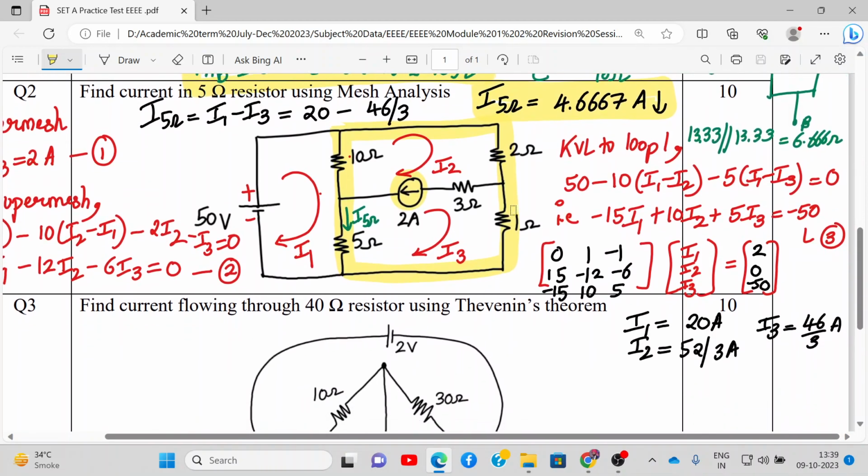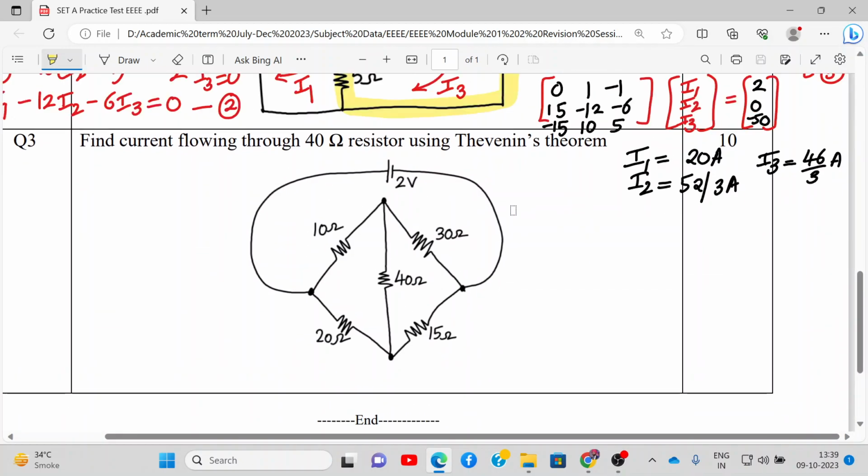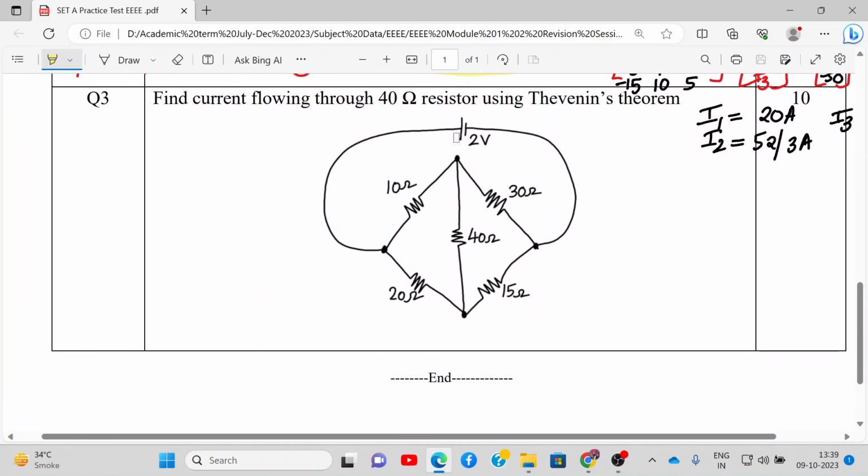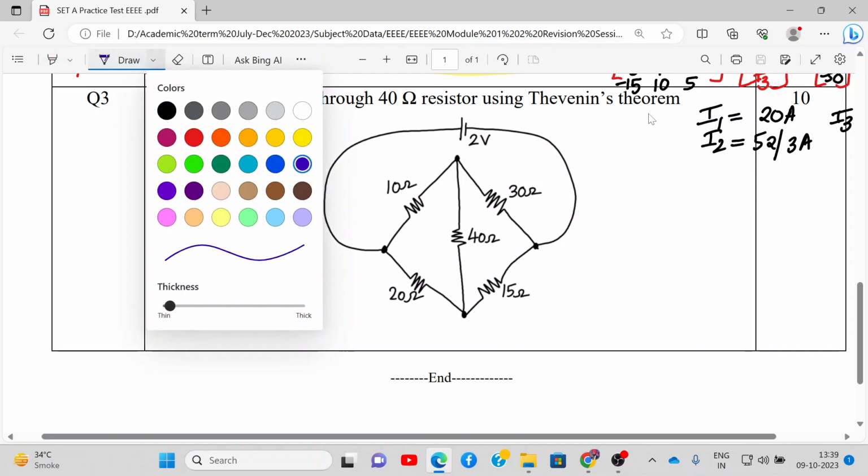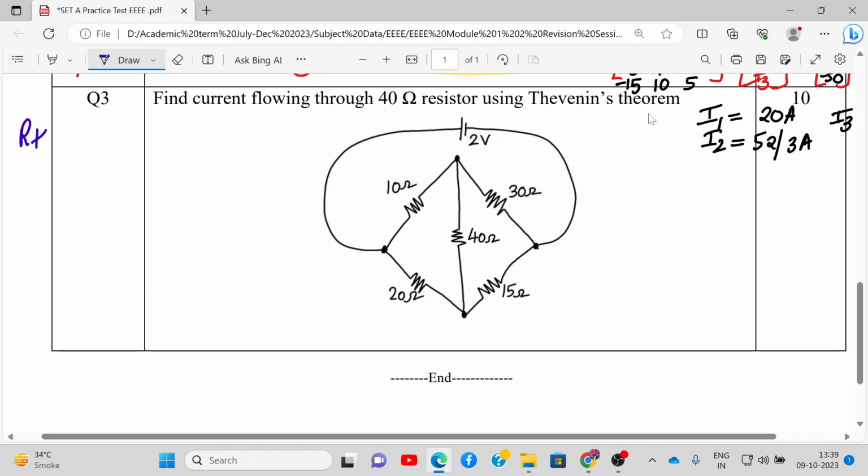Now, next numerical number 3, and as the last one, we need to find the current flowing through the 40 ohm resistance using Thevenin's theorem. So let's start. For Thevenin's theorem, first we need to find RTH, the Thevenin's resistance. For RTH, we need to remove RL, and we need to deactivate the source. That means short circuit the 2-volt voltage source.